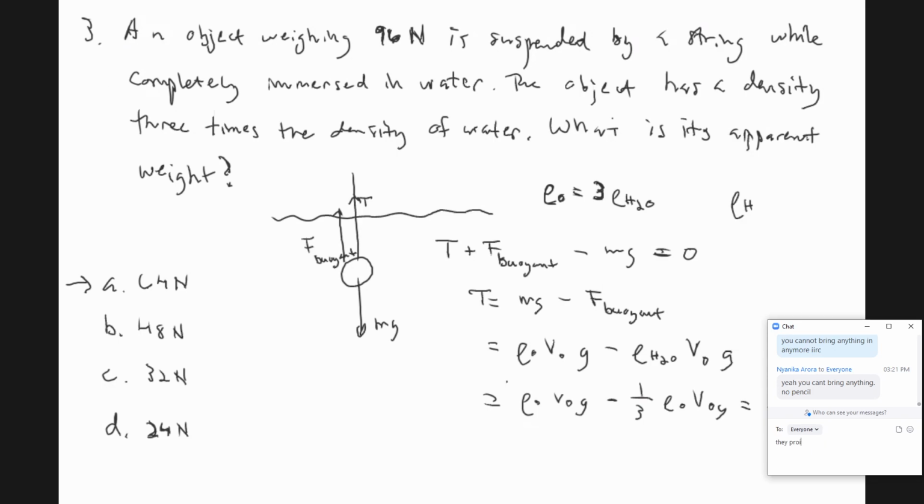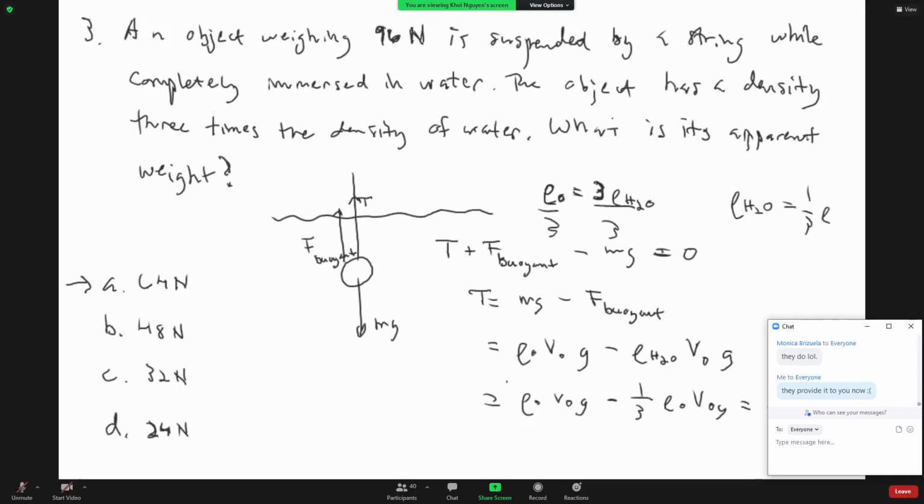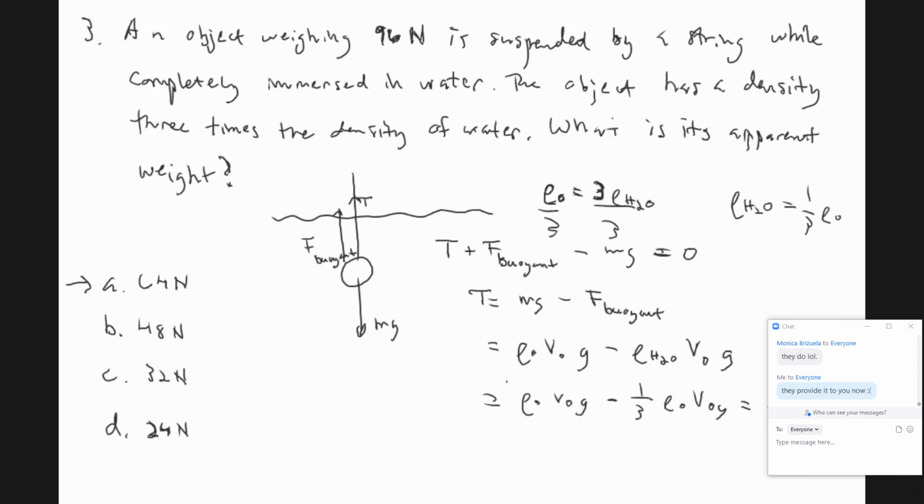Density of water, so I divide by 3 on both sides, is equal to 1/3 the density of the object, right? And then I substitute that in right here for this.